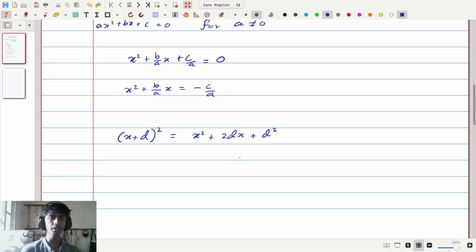So what we do in completing the square is to simply invent that constant term. We add the constant term and we subtract the constant term.